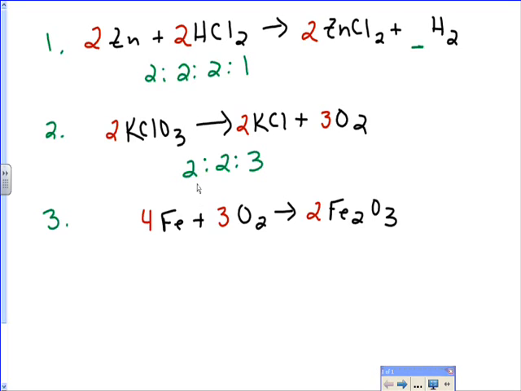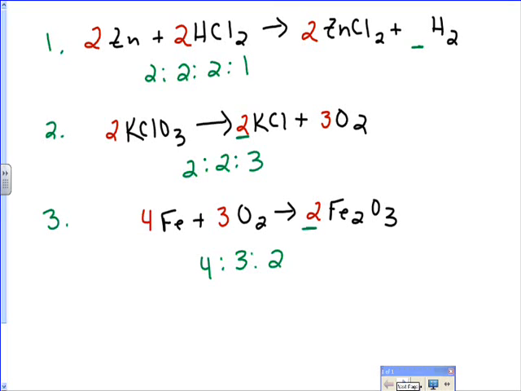Now let's look at a question that might be asked of number 2. How many moles of potassium chloride are in the products? If we were given that question, we would say 2 moles of potassium chloride are in the products. Now let's go to number 3 and do our mole ratio for number 3. It's going to be 4, 3, and 2. All right, and what if I asked you how many moles of iron(III) oxide were produced in this equation? You would say 2 moles of iron(III) oxide were produced in this equation.